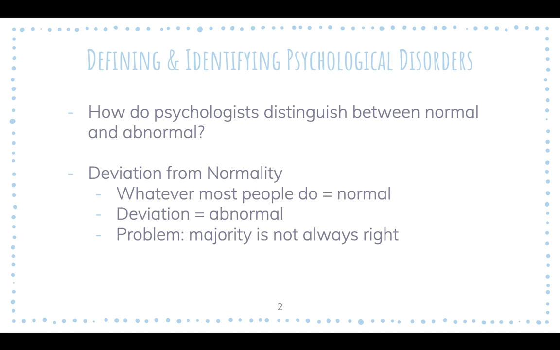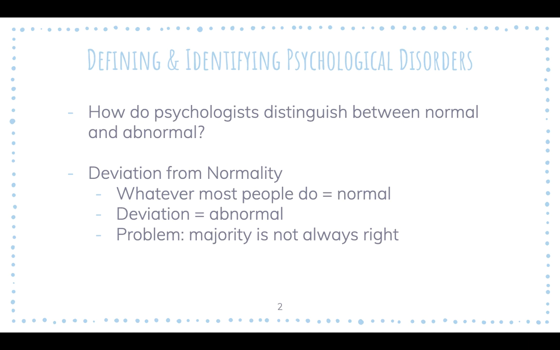So abnormal generally is considered a deviation from normality. So therefore, what is normal? And normal is perceived as whatever most people do. So deviation is considered abnormal. It's moving away from what most people do. The major problem with this, though, is might doesn't make right. The people that do the same thing all the time, it's not necessarily the right way to do it.